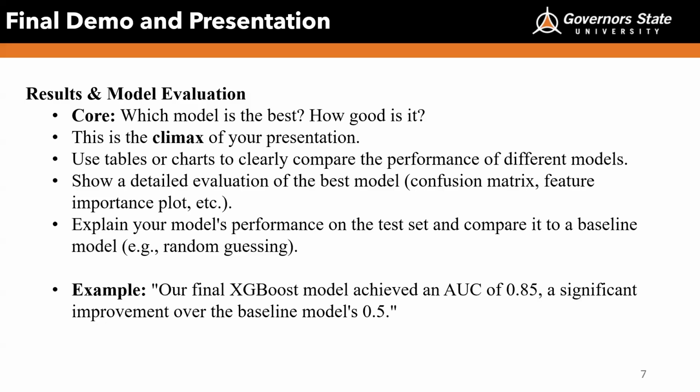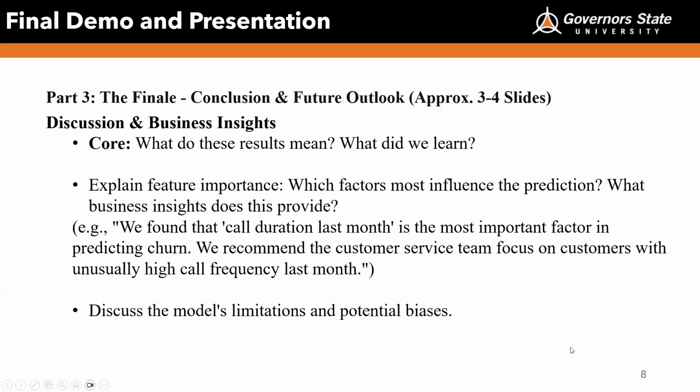And also you can explain your model's performance on the test set and compare it to the baseline model. You can also show by what percentage the performance has increased, in terms of the error, or in terms of the speed, or in terms of anything, when you do the comparison, right? So you can always find the better one, and show how good it is, right? Yeah, and part number three is the conclusion and the future outlook part.